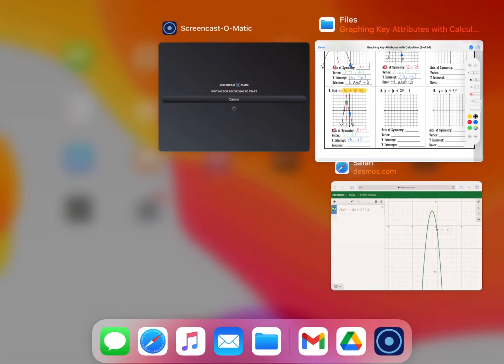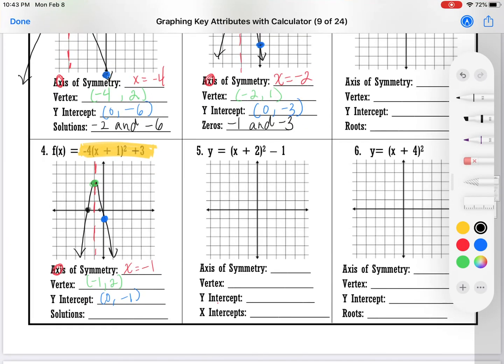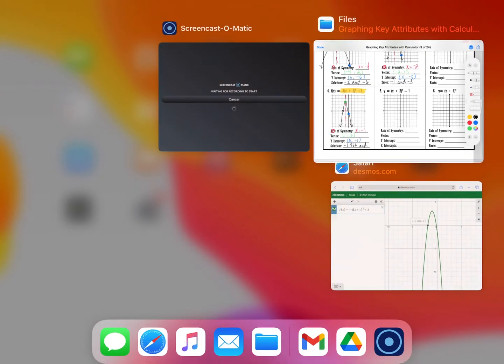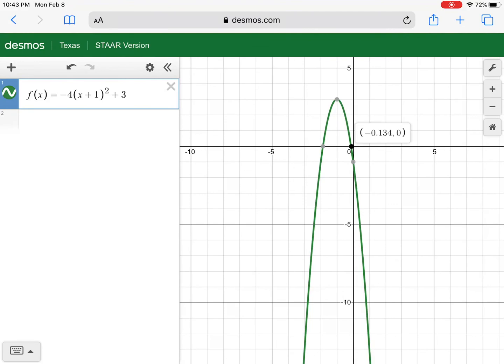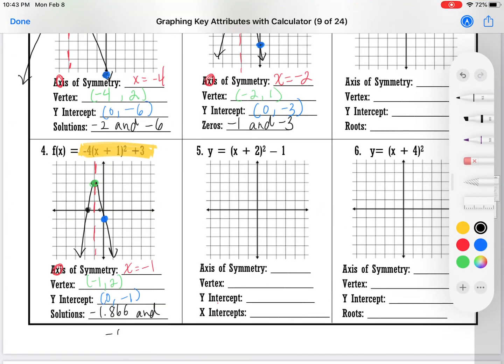These solutions are ugly. I'm going to write them exactly what it was from Desmos. So in Desmos, it said solutions are your x's. There's one at -1.866. And there's one at -0.134. Ugly. But that's all you have to do. Okay, so go ahead and try numbers 5 and 6. So plug those into Desmos, sketch your graph, and then try to answer those key attributes.